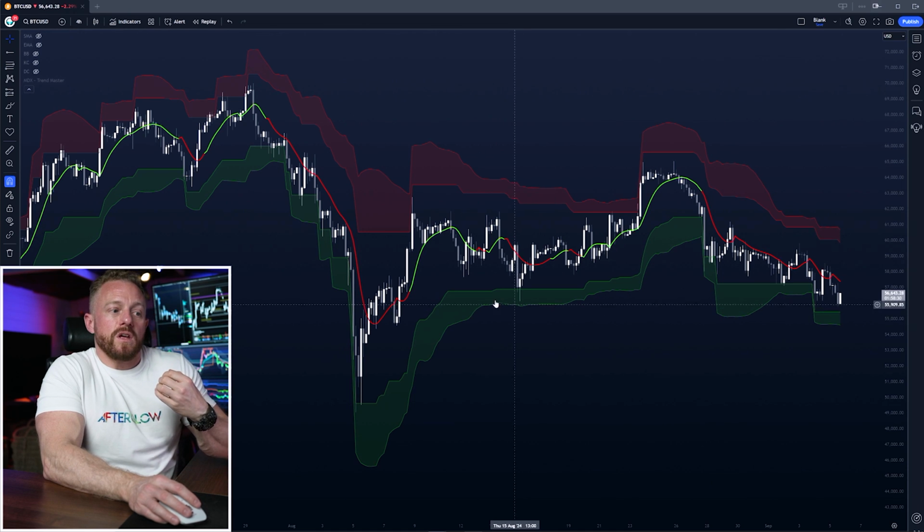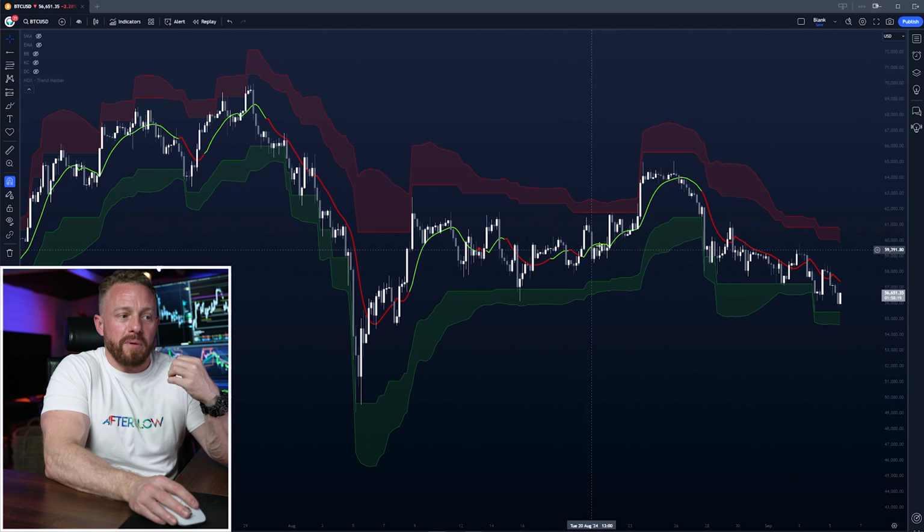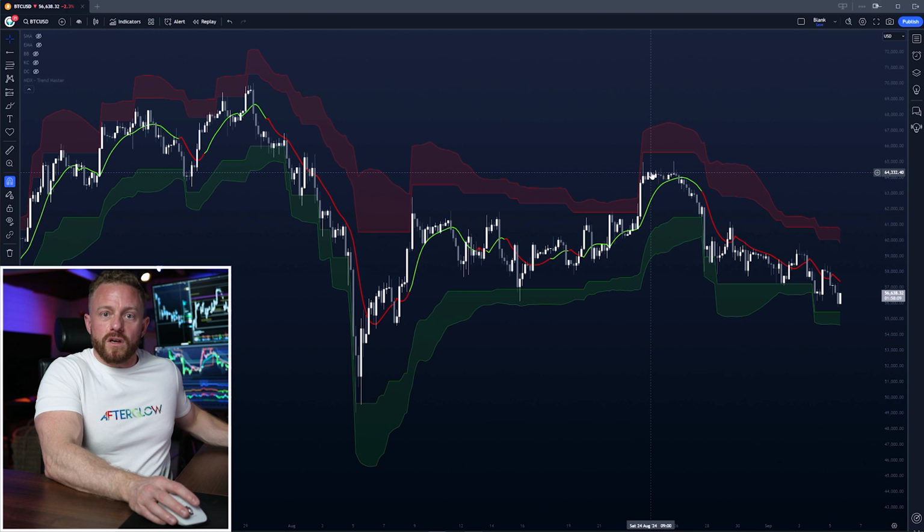And also, because the inner cloud line hasn't changed, you think it's less likely this is going to continue as a trend down, and you might get that bounce. So had you got into that long there, you would have got a nice move up from 57,000 up to around 64,000 over the coming days.